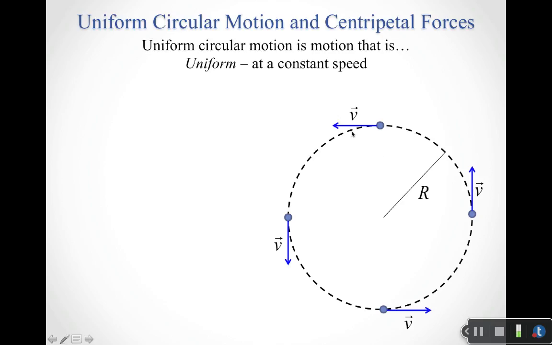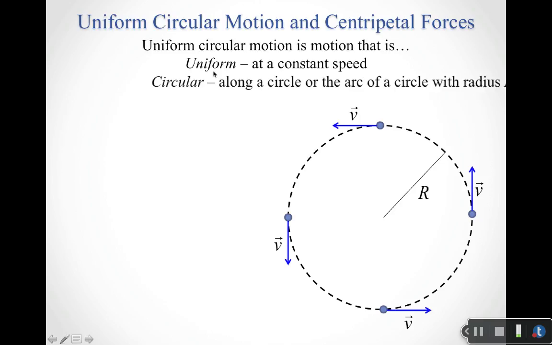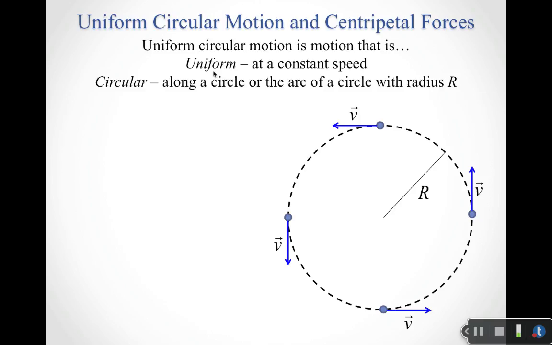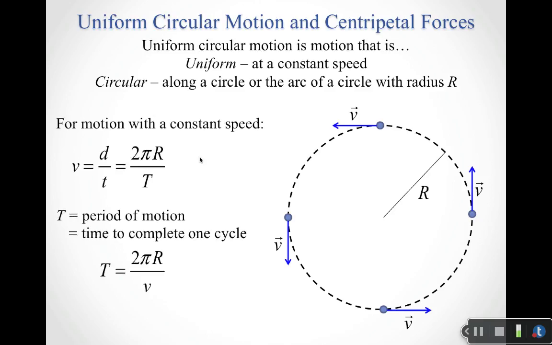The easiest type of circular motion to deal with is uniform circular motion. The uniform tells us it's at constant speed, and you notice here I've got a velocity vector at all four of these points. The magnitude of that velocity vector is the same. So here's an object that's circling around. The circle it's traveling on has radius r, and it's traveling at a uniform speed. And I know that because the magnitude of the velocity vector isn't changing. So the uniform tells me constant speed, and the circular says you're moving along a circle, or the arc of a circle. In this case, we're moving along the full circle.